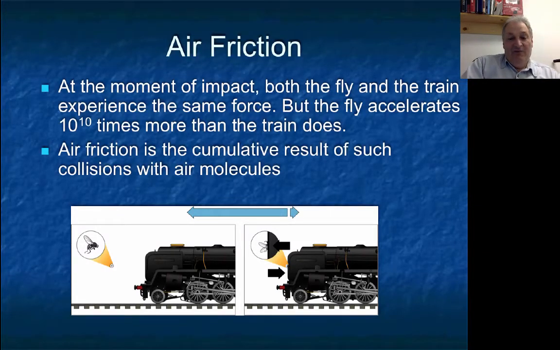And you remember from the third law that when the fly collides with the train, the fly exerts a force on the train. If the fly exerts a force on the train, then the train exerts a force on the fly. The forces are equal and opposite, so they experience the same force, but the acceleration they experience is definitely not the same. The fly has far less mass than the train does, so the fly accelerates 10 to the 10th power times more than the train does. The train hardly accelerates at all.